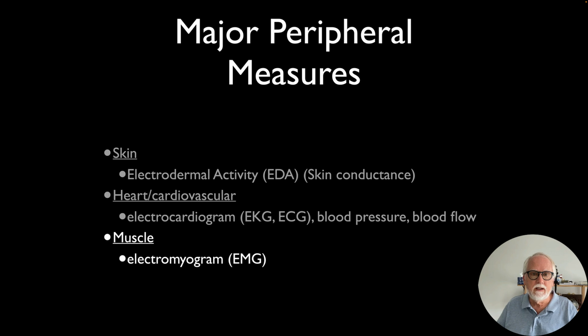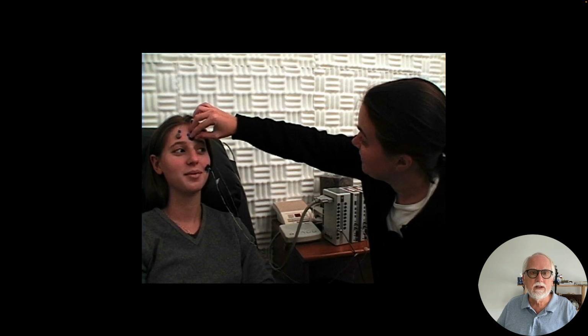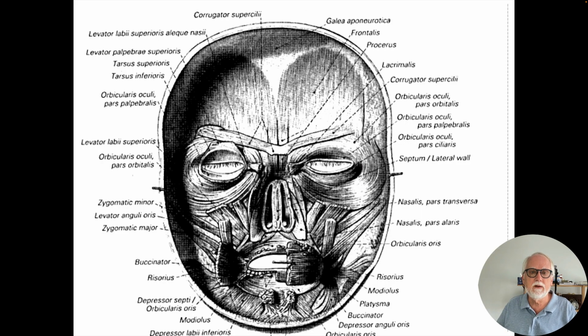I have specifically in my research used EMG to measure facial muscle activity. And you can see here that the researcher is sticking some electrodes above this woman's eyebrow and on her cheek. And those electrodes are measuring muscles that you use for different facial expressions. So for example, this is actually meant to be a representation of all the facial muscles that you use to make different facial expressions.